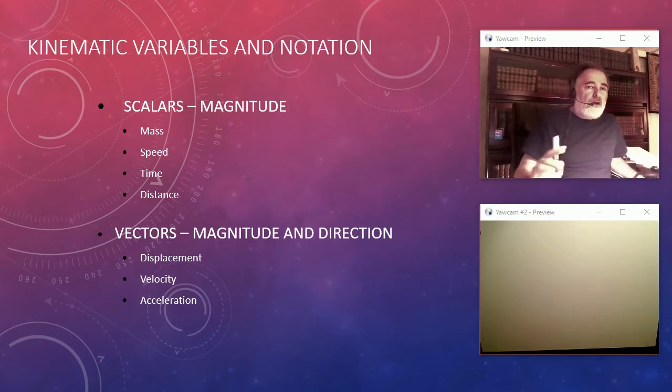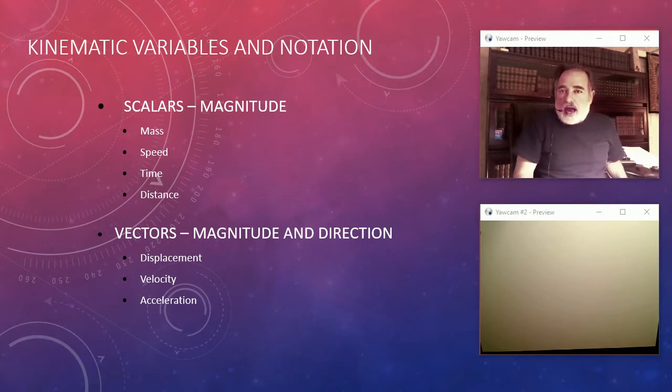So we can look at units and we can look at variables in two different flavors. We have scalars, which have a magnitude: mass, speed, time, and distance. These all have magnitude. For speed, for instance, I could be going down the highway in my car, and if I'm pulled over by a cop, he doesn't care whether I'm going east, west, north, or south. My speed matters to him.